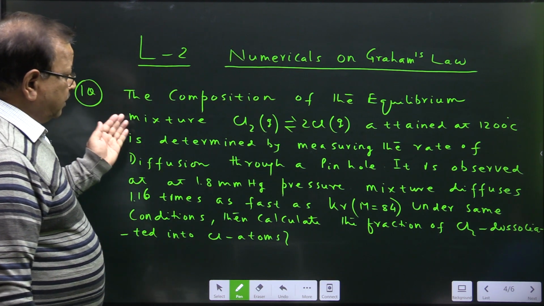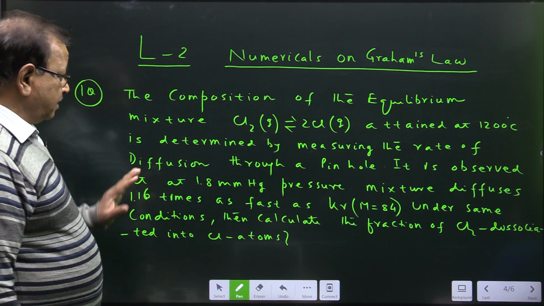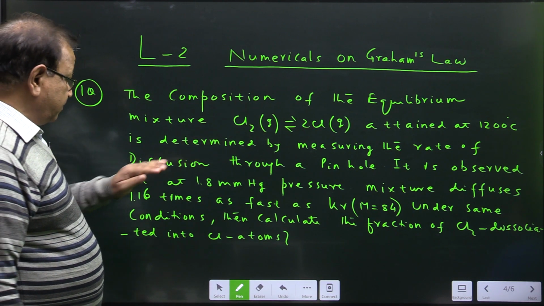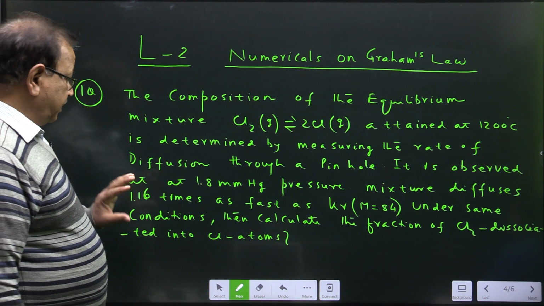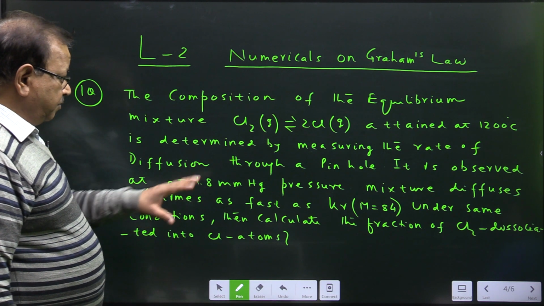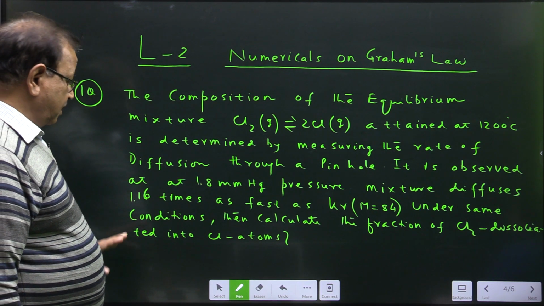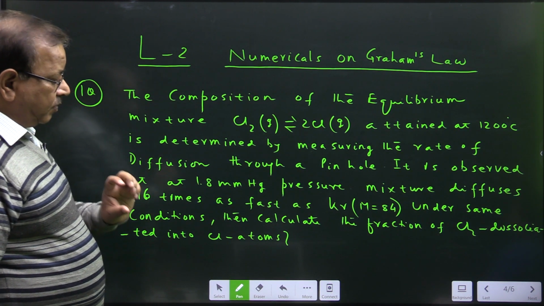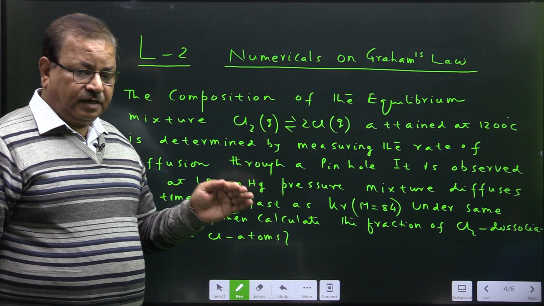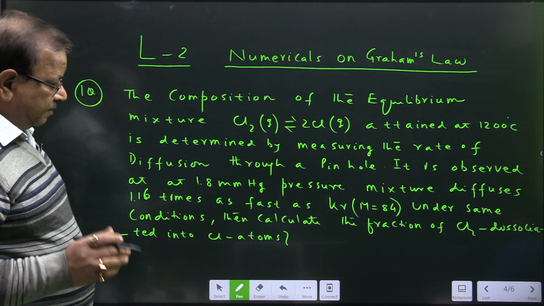It's a question: the composition of the equilibrium mixture of Cl2 and its atomic form Cl, attained at 1200 degrees Celsius, is determined by measuring the rate of diffusion through a pinhole. It is observed that at 1.88 mm mercury pressure, the mixture diffuses 1.16 times as fast as krypton under the same conditions. Then we have to calculate up to what fraction the Cl2 molecule is going to be dissociated into chlorine atoms.